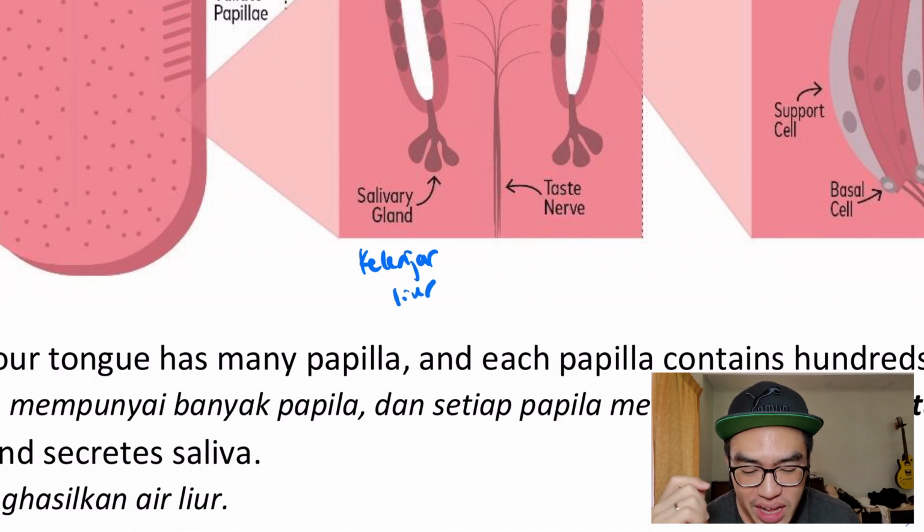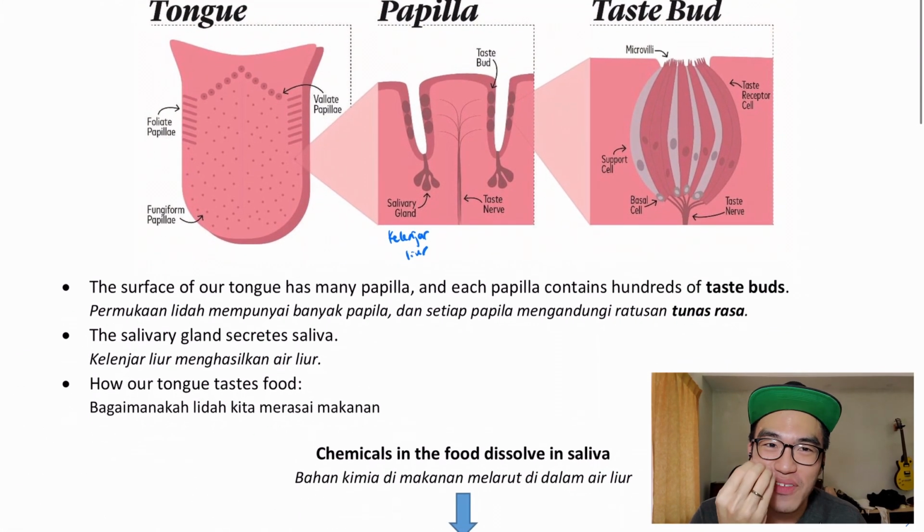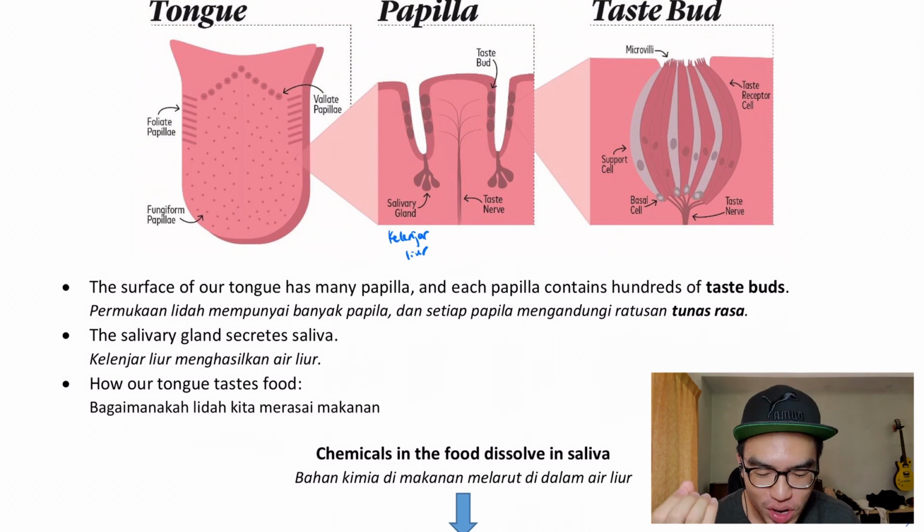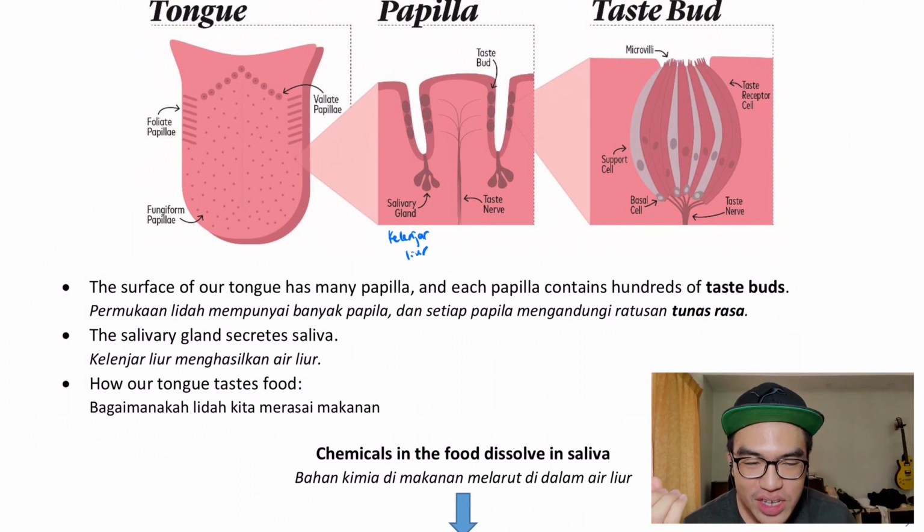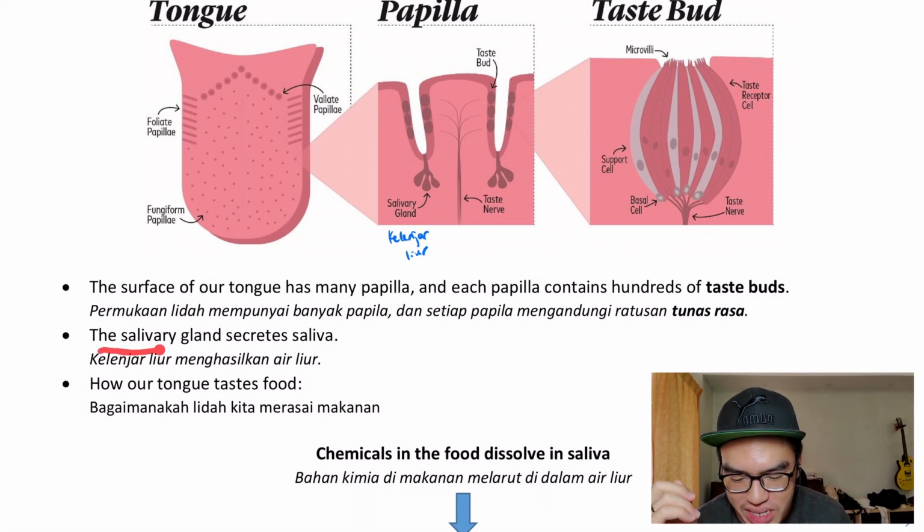So what is this thing? This thing will secrete that fluid inside your mouth. We call it saliva. So that would bring me to my point 2. The salivary gland secretes saliva. Kelenjar liur menghasilkan air liur.